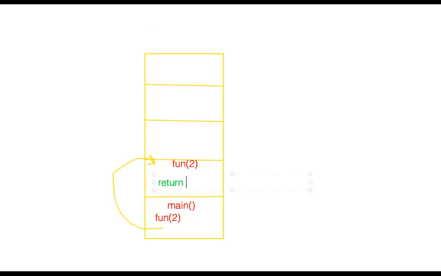Return 2 into fun of 3. Fun of 3 is again a function call, so this is my fun of 3. Now in fun of 3, n is 3. So the else gets executed, and in the else we have written return 2 into fun of n plus 1. What is n? 3. 3 plus 1 is 4. So fun of 4 will be called.